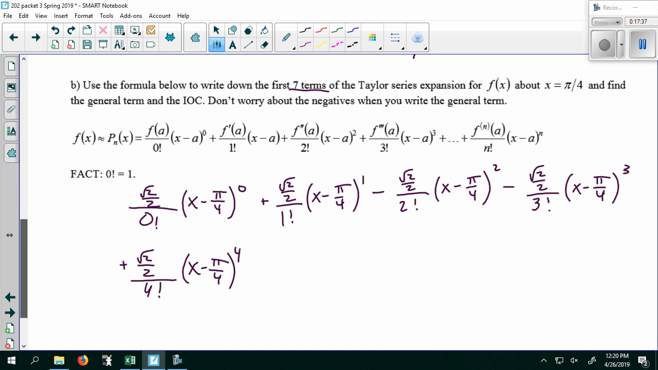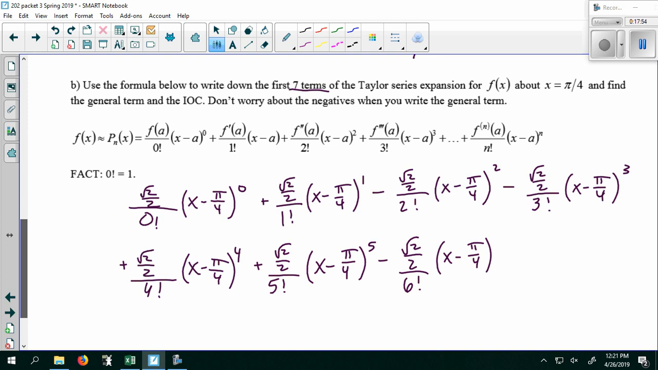And the fifth derivative is positive, root 2 over 2. And then the sixth derivative is negative root 2 over 2 over 6 factorial times x minus pi over 4 to the 6th. My next derivative would be negative if I follow this pattern. I've got positive, positive, negative, negative, positive, positive, negative. My next one's going to be negative again, dot, dot, dot.